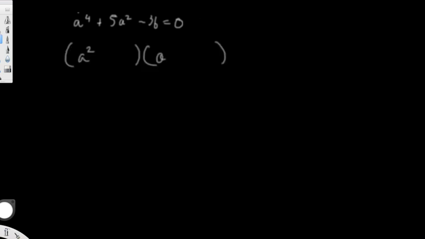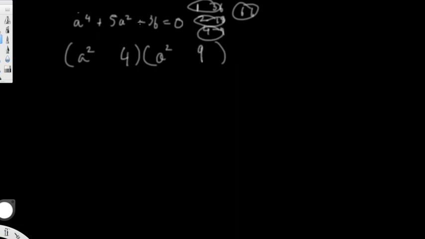So we can separate a squared, and then two numbers that multiply to give minus 36, and that add to give plus 5. Now our possibilities could be like 1 and 36, 2 and 18, 4 and 9, or 6 and 6. So these are the numbers that multiply to give us 36. And if we look at this, the only possible combination that can give us a 5 is the 4 and 9. So this is going to be 4 and 9.